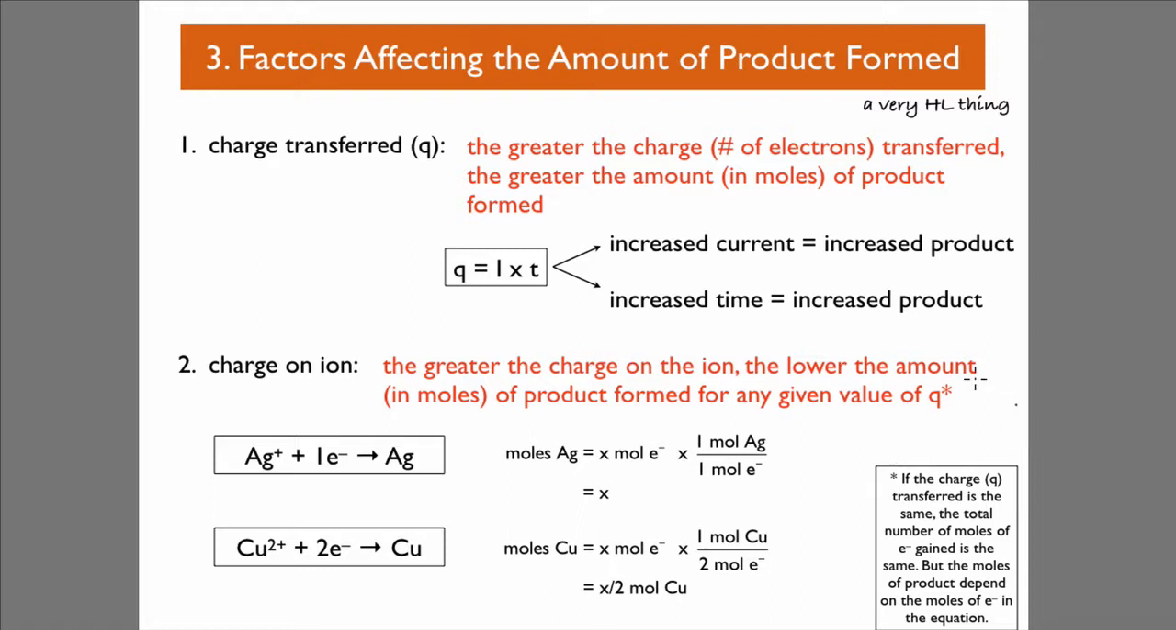Just notice this little starred section here. If the charge Q transferred is the same, the total number of moles of electrons gained is the same. But the moles of product depend on the moles of electrons in the equation.